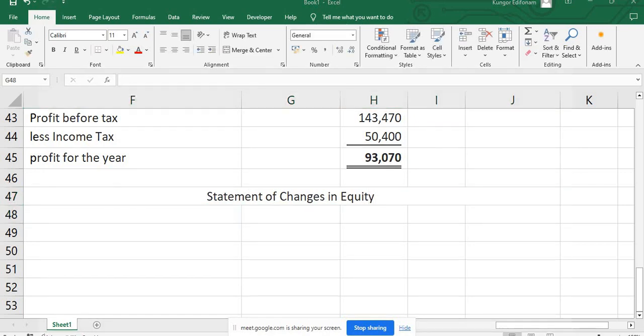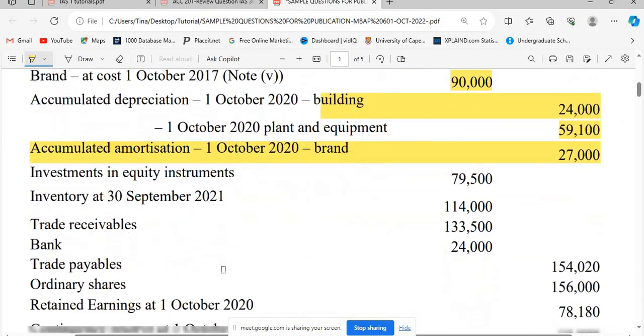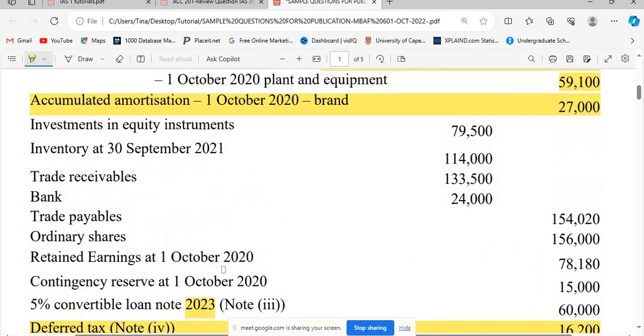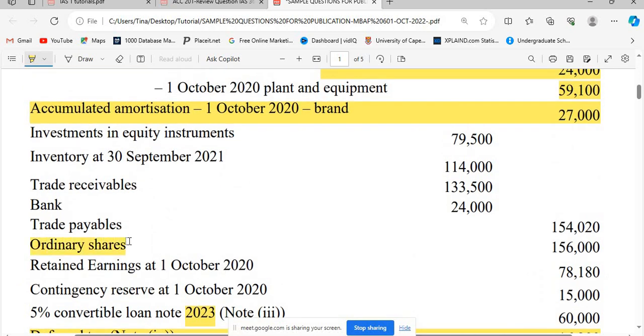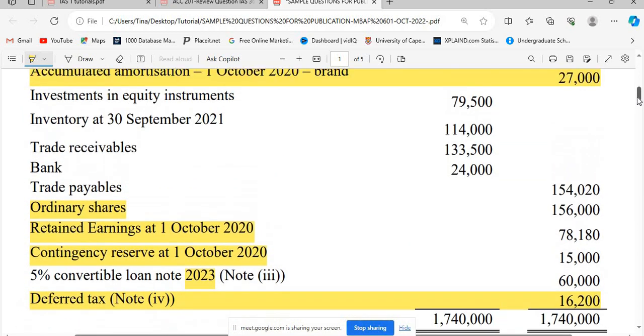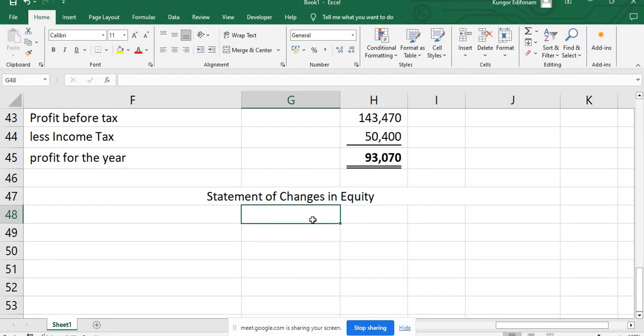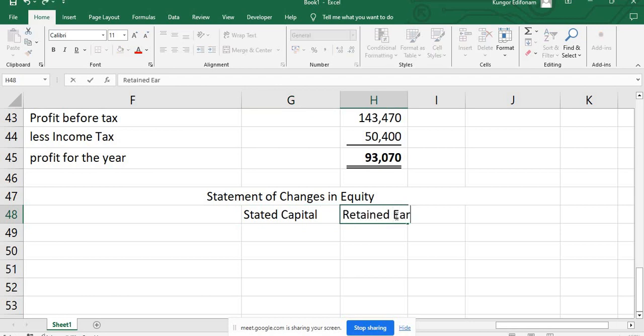So the first thing to do is to check your statement to know your equity items. And in this statement, our equity items are the ordinary shares, the retained earnings, and then our contingency reserve. Remember, the loan is what? A liability. Is it clear? All right. So let's move on. So we put it there. So ordinary share, let's term it as stated capital. Normally that's what we call it. Stated capital. And then we have here our retained earnings.